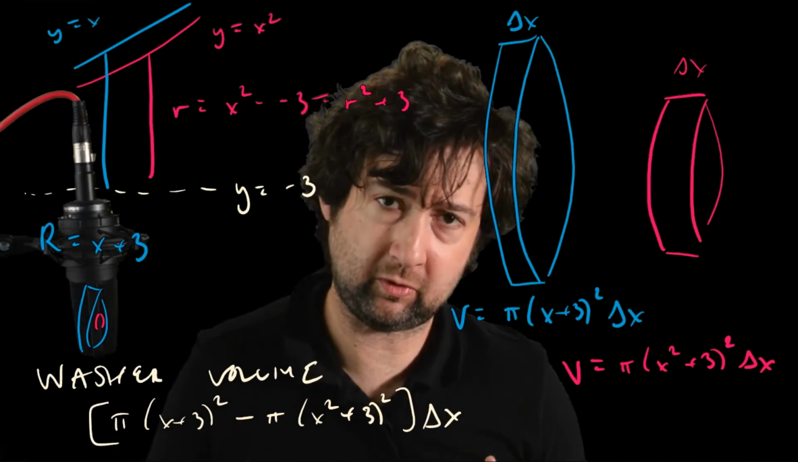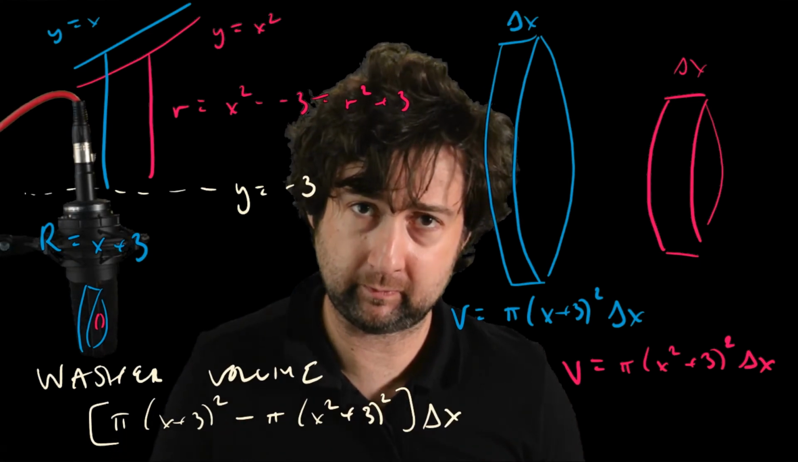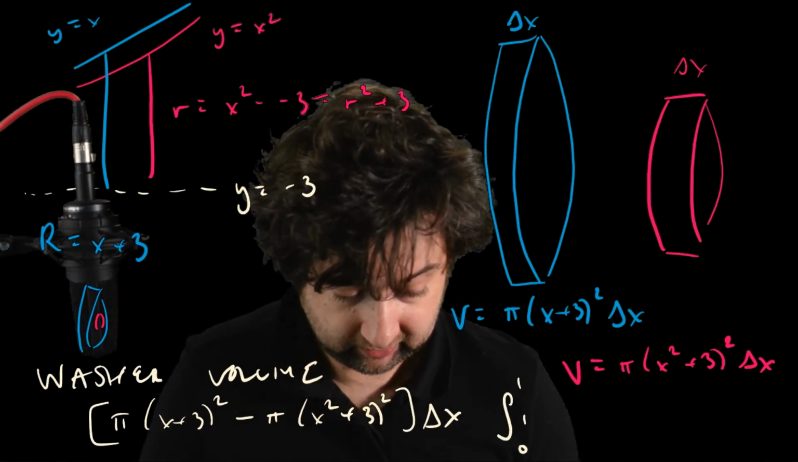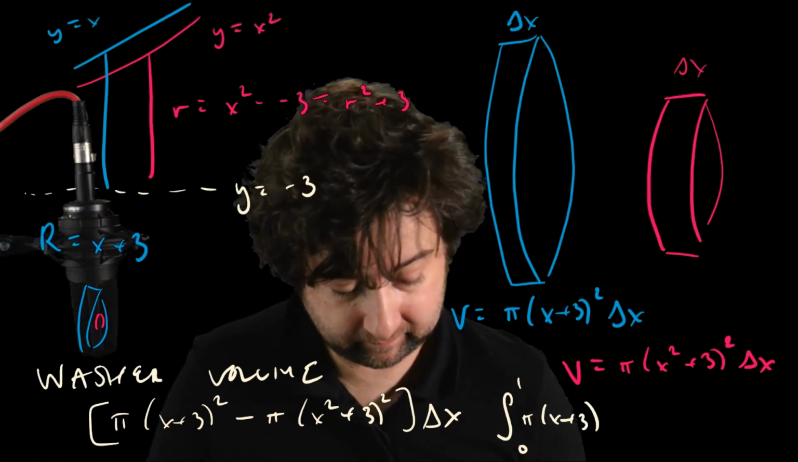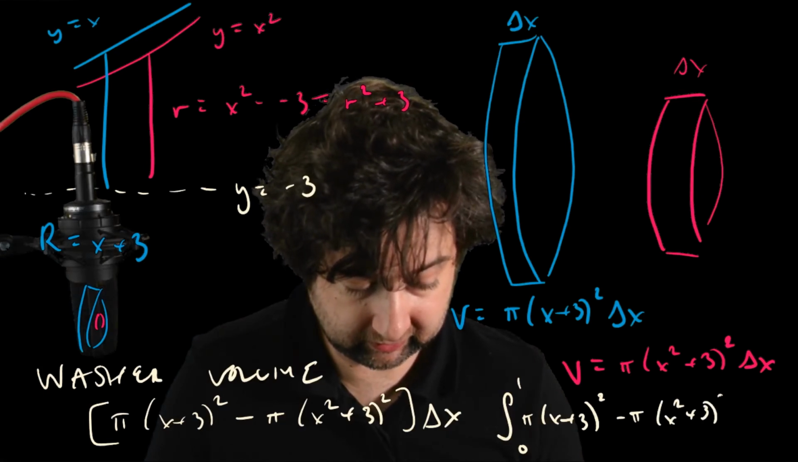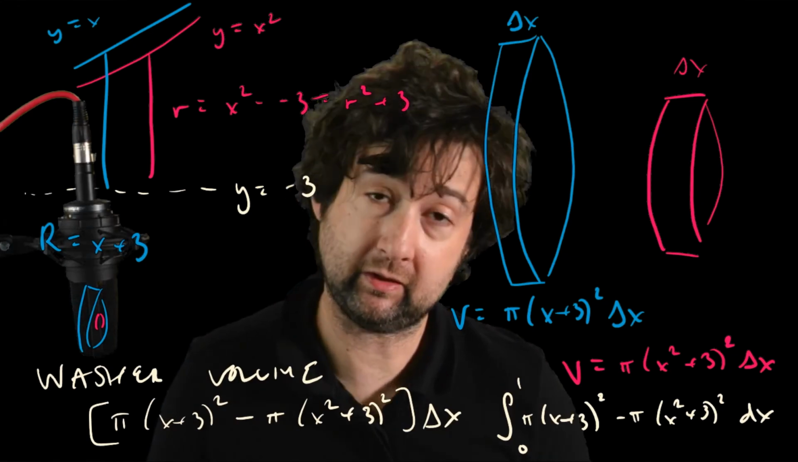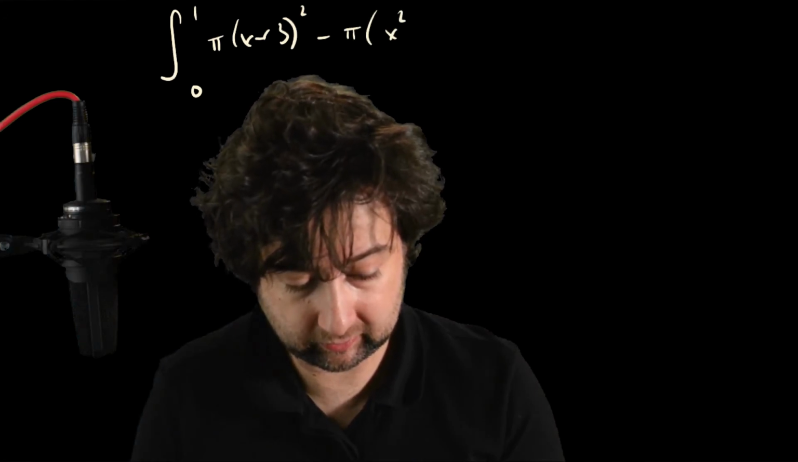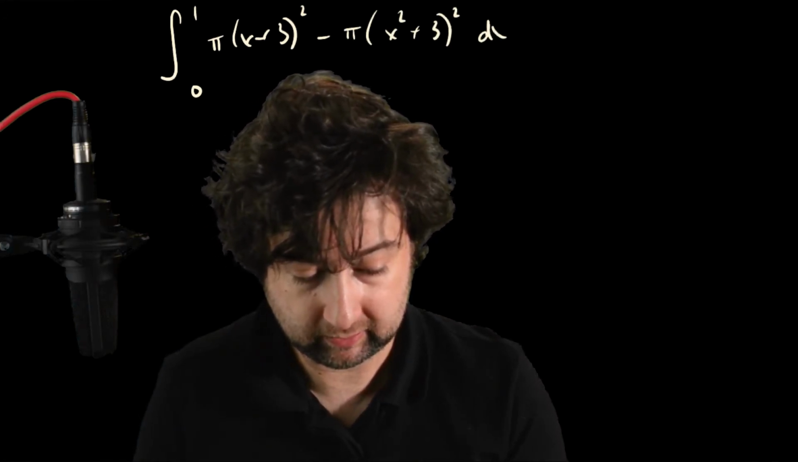And that's going to give us a little bit more of a nitpicky integral to work through, because the integral we're going to get in this case is the integral from 0 to 1 of pi times (x plus 3) squared minus pi times (x squared plus 3) squared dx. To solve that integral, we're going to have to multiply out and apply the power rule. Okay, so for the last step, let's just do the integral.